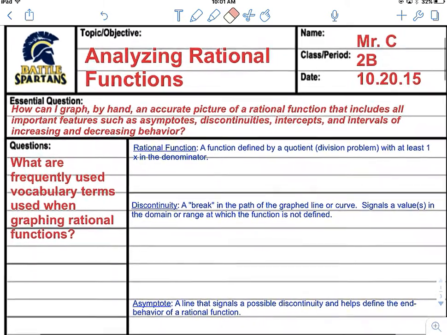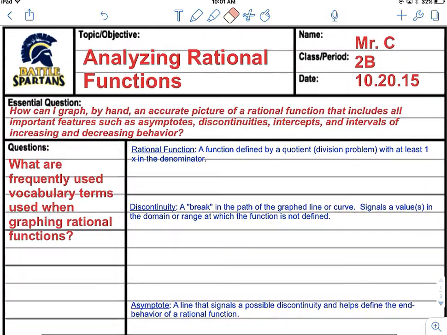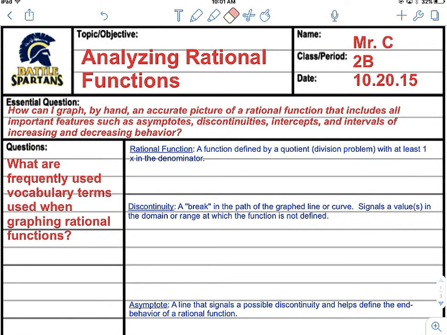In particular, this video is going to talk about and reinforce what you guys already found out about vertical asymptotes and how those relate to discontinuities of a graph. The end game is going to be talking about how you can graph by hand an accurate picture of a rational function, including all these really important features of a rational function.